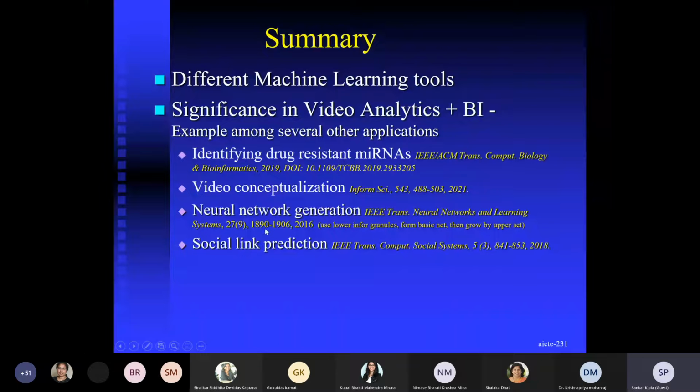Then neural network generation. Generation of neural networks is very important. You do not know where to start from. So here comes the significance of your lower approximation. What is lower approximation? You know which part of the data surely belongs to this region or class. You take only this, which is called the pure sample, and based on the pure sample, you develop neural networks.